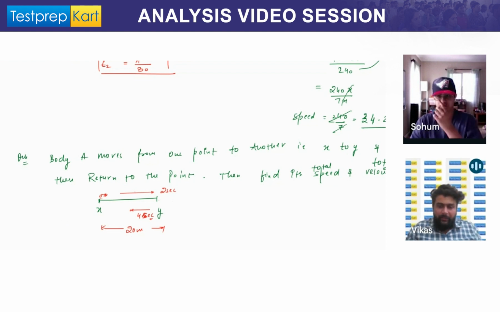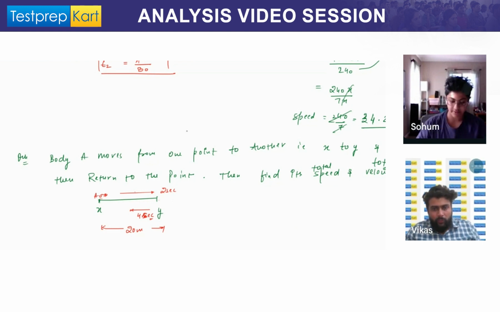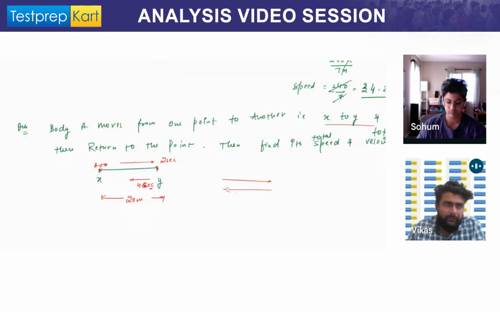Okay, I'm helping you out in this. Body A moves from one point to another, that is x to y. The body has shifted its momentum while moving from x to y and then returns to the same point. So we move in this way and then come back the same way. Then find the total speed and the velocity.